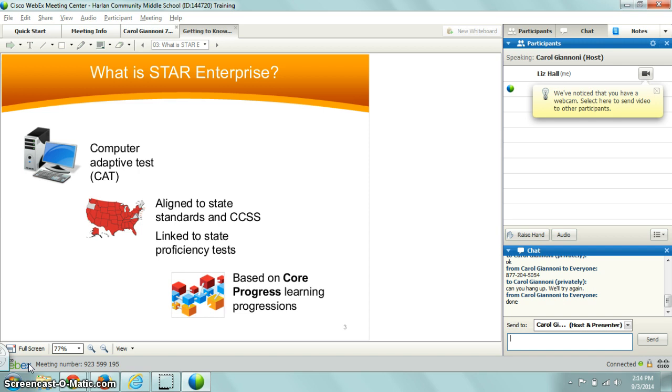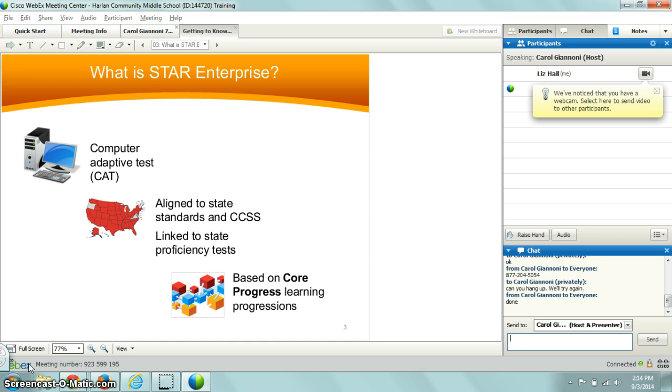Those are some of the things that make STAR reliable and accurate. But one last thing I want to talk about is the score reliability. Like I said, that standard error of measure continues to get smaller as students answer the questions.